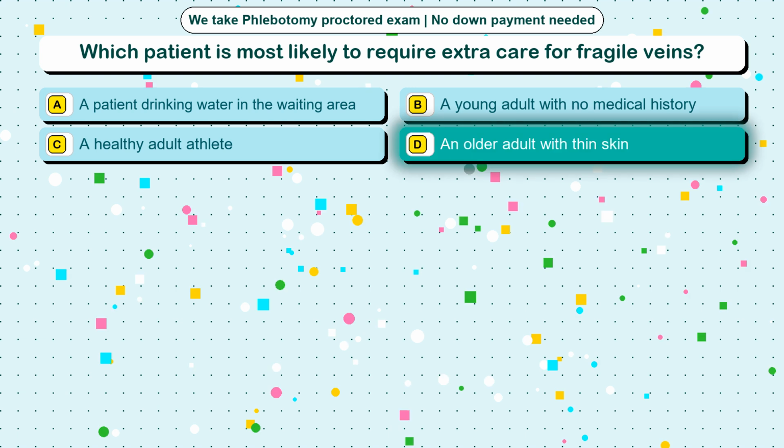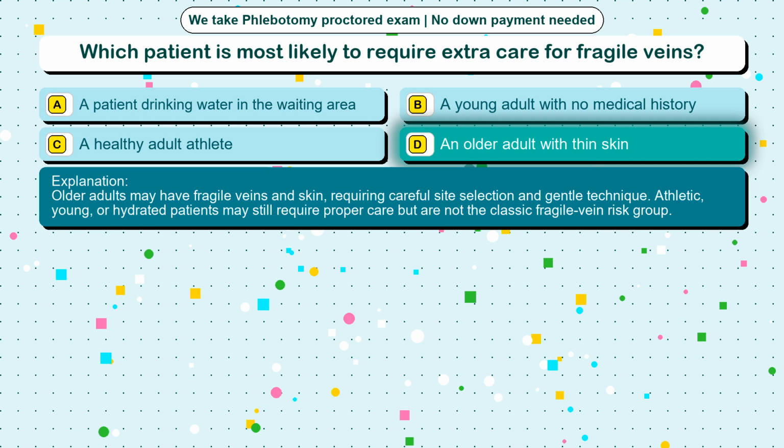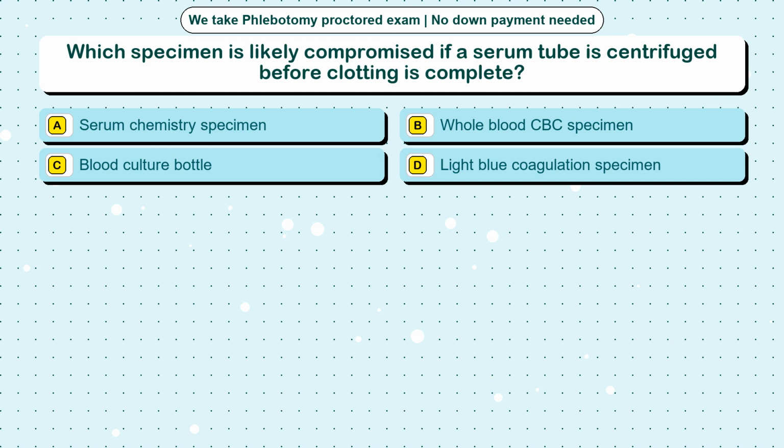The correct answer is option D. An older adult with thin skin. Older adults may have fragile veins and skin, requiring careful site selection and gentle technique. Athletic, young, or hydrated patients may still require proper care but are not the classic fragile vein risk group. Question 98. Which specimen is likely compromised if a serum tube is centrifuged before clotting is complete?